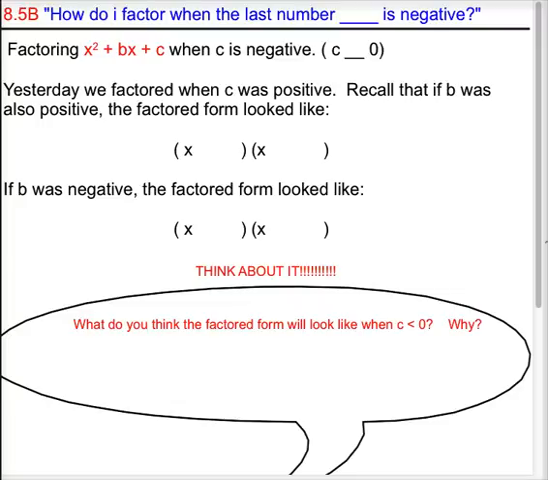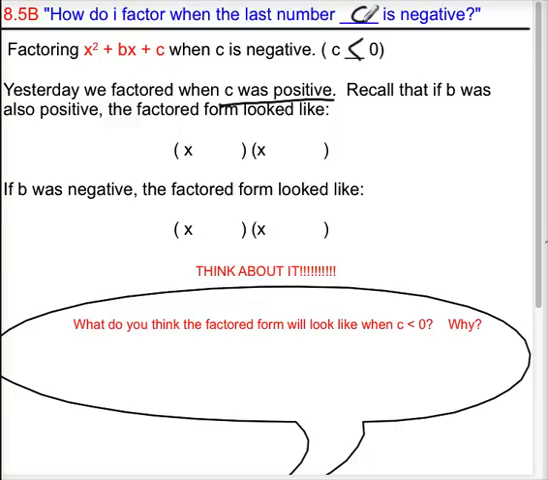Now, the other day when we were working on this, we started working on when C was positive. Today we are going to focus on when C is negative, so when C is less than 0. However, before we start, I would like to first recall what we have discussed. Discussing when C was positive, what did we end up with?